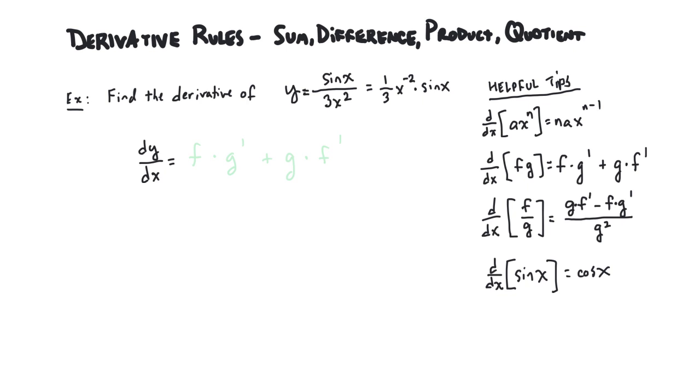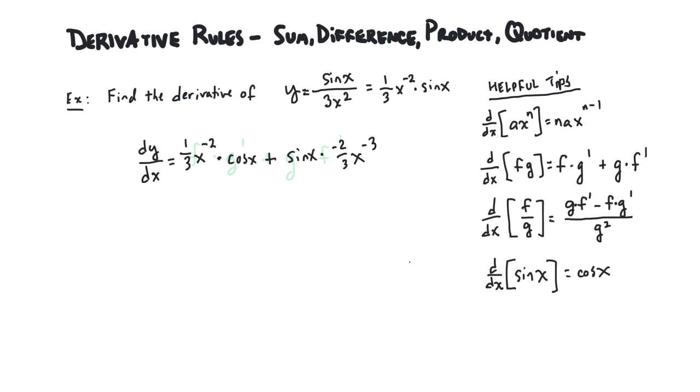The product rule follows the structure f times g prime plus g times f prime. So in this case, f is 1/3 x to the negative 2, and g is sine of x. So that tells me that my derivative will be 1/3 x to the negative 2 multiplied by cosine of x, plus sine of x multiplied by negative 2/3 x to the negative 3. I'm just using the power rule on 1/3 x to the negative 2 there.